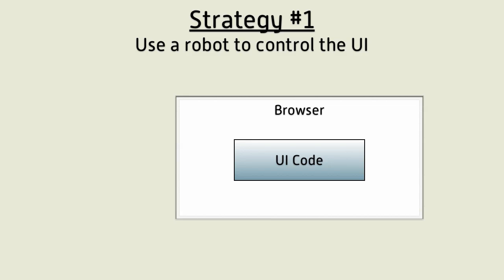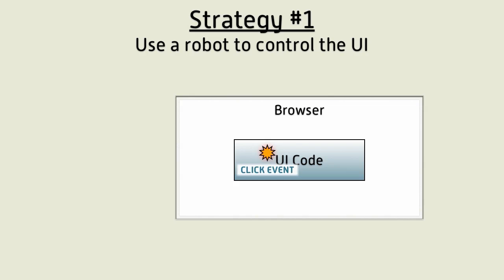The first strategy is to use a robot to control the UI, just as if a real person was controlling the UI. In order to understand this, we need to take a quick look at how the browser works. What happens is when the user clicks something on the screen, the OS tells the browser, you've had a click on your window in this location. So the OS, the operating system, tells the browser, here's a click. The browser takes that and turns it into a click event, which then goes through the DOM tree as we discussed earlier.